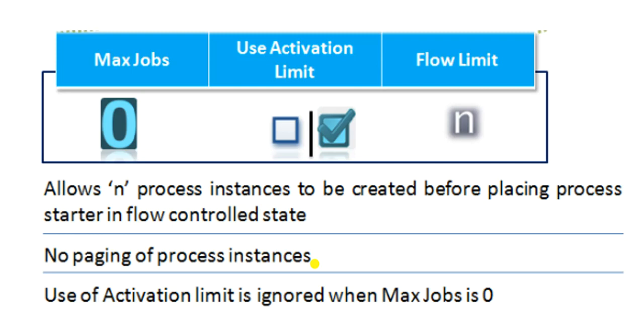Let's take this second scenario where we have better control compared to the previous one, as we have specified here flow limit n. This means that n number of process instances can be created before the process starter goes into the flow control state. But here again, max job is specified as 0, which means that since n number of instances can be created, max job 0 means all of them can reside in memory at the same time. So in this case again, there is no paging of process instances because we haven't restricted the number of instances that can go into the memory. And since we have no paging here, the use of activation limit is also ignored when we specify max job 0.